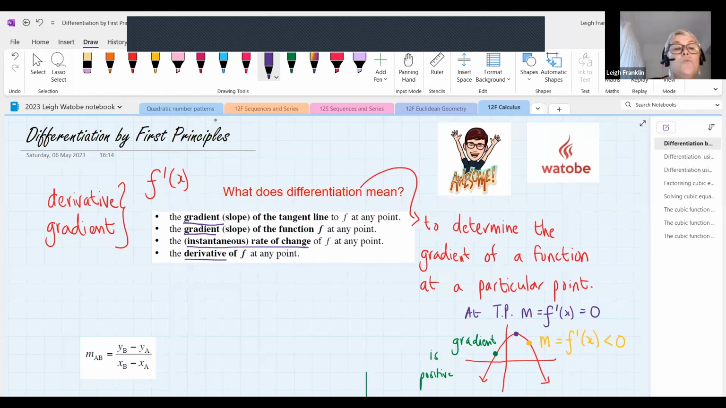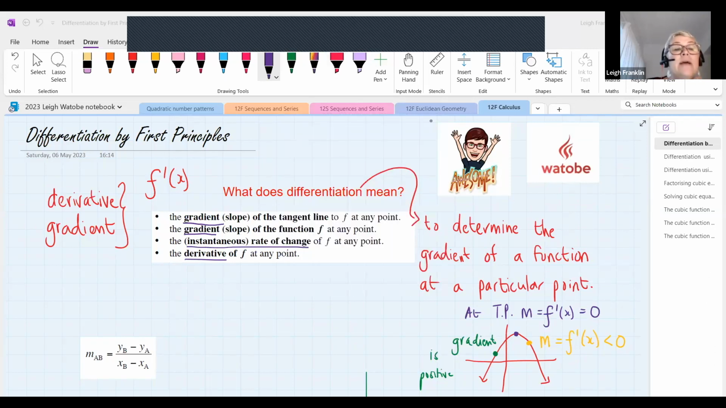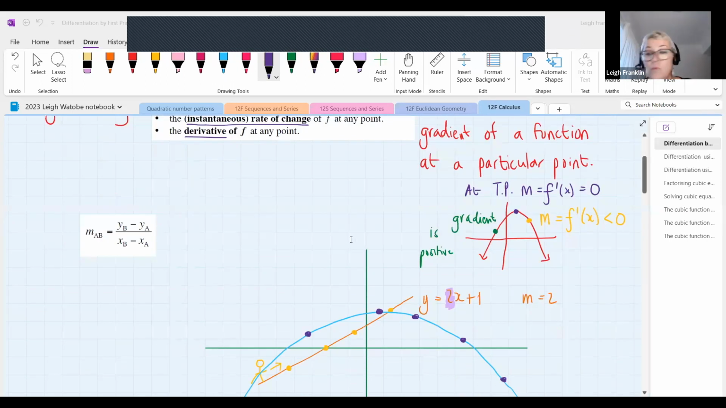So all of these words mean the same thing as differentiation. They all mean finding the gradient at a particular point. If we want to find the gradient at a particular point, there is a little bit of a problem, and mathematicians like Isaac Newton got around this problem by doing something very, very clever. I'm going to show you what they discovered when they studied these functions in more detail.